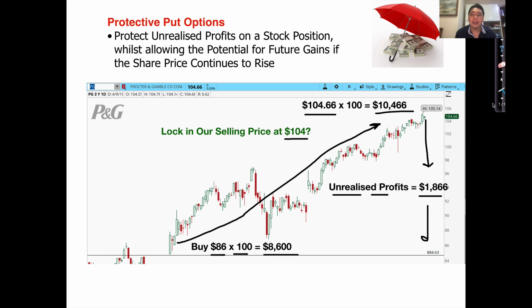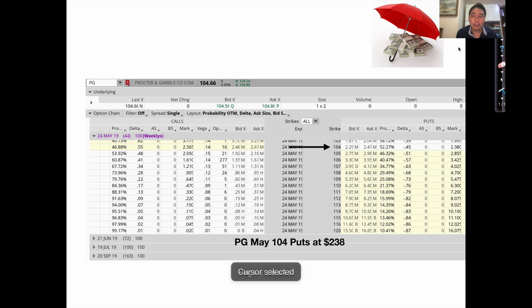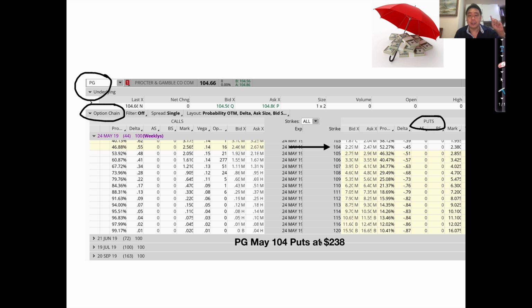So how much would it cost to buy this put option? Looking at the option chain, this is again P&G, and we're looking at puts. And again, we can choose whatever strike price we want to lock in our sales price. So in this case, we choose the strike price of 104. And how much does this cost? It costs the market price of $2.38. Again, this is per option. We have to buy a minimum of 100 options in a contract. So times 100, you get $238. So that's what it costs to insure our stock.